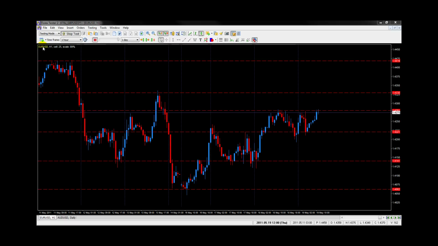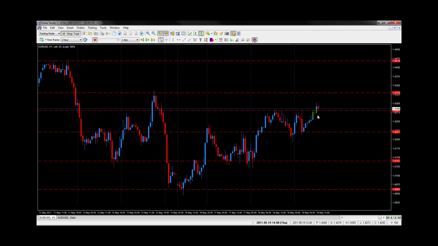This is the Euro US dollar 1 hour chart. I've drawn all the support and resistance zones here, so you can see where the market's bounced. Here it's bounced. There it turned around. Didn't turn around there. Caught in here. In fact, we're actually caught right now between these two levels here. So what I'm going to wait for is a breakout.